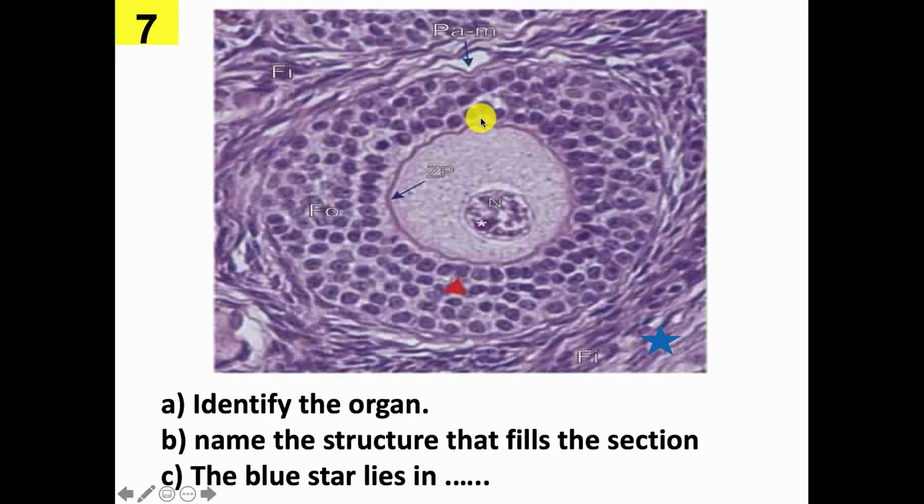Number 7, identify the organ, ovary. The structure that fills the section, it is what? It is an ovarian follicle. What type of ovarian follicle? I cannot see cavities here, and we have many layers of follicular cells, so this is the multilaminar primary follicle. In the multilaminar primary follicle here you can see the zona pellucida, and this is the nucleus, this is the nucleolus. Here the blue star is in the cortical stroma.